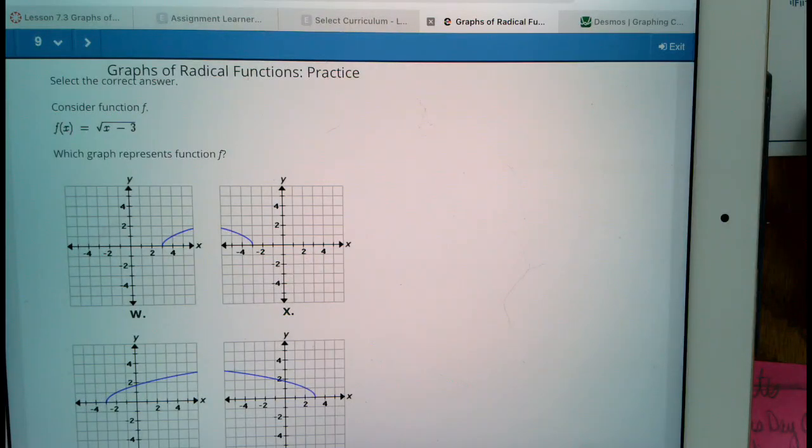Consider the function f of x equals the square root of x minus 3. Which graph represents function f? Well, by the way, I can suggest that you can type this into Desmos to figure out the answer.